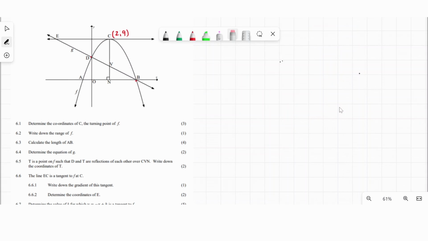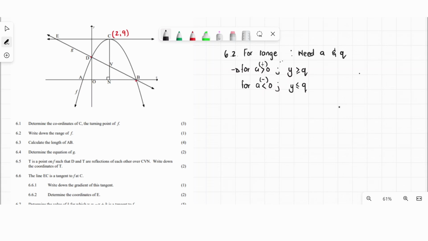The second part says write down the range of f, which is the quadratic, right? Writing down the range is determined by these two rules. For range, we need a and we need q. When a is greater than 0, meaning a is positive, then y is going to be greater than or equal to q, right? For a less than 0, meaning a is negative, y is going to be less than or equal to q. So in our case, what's a?